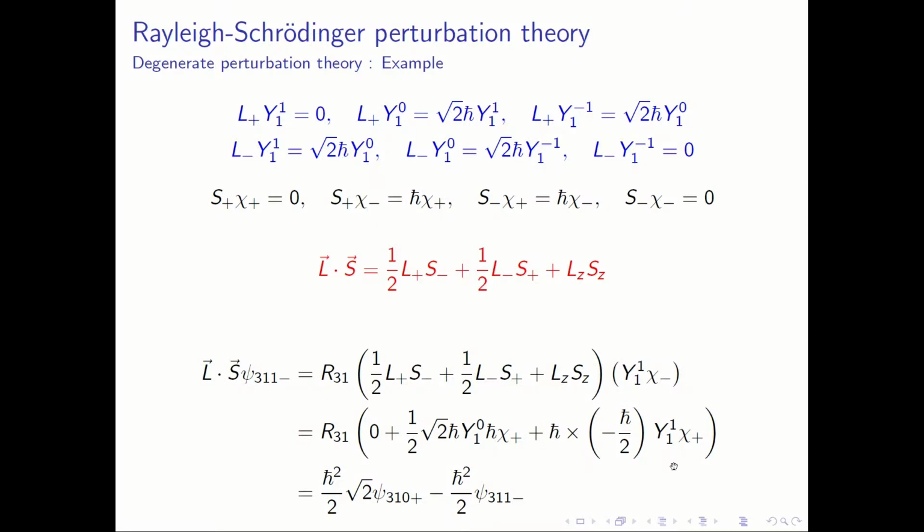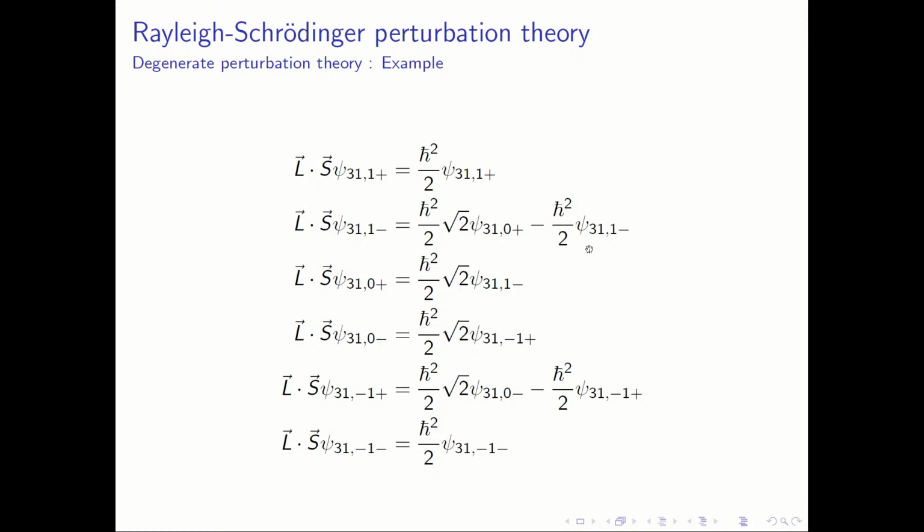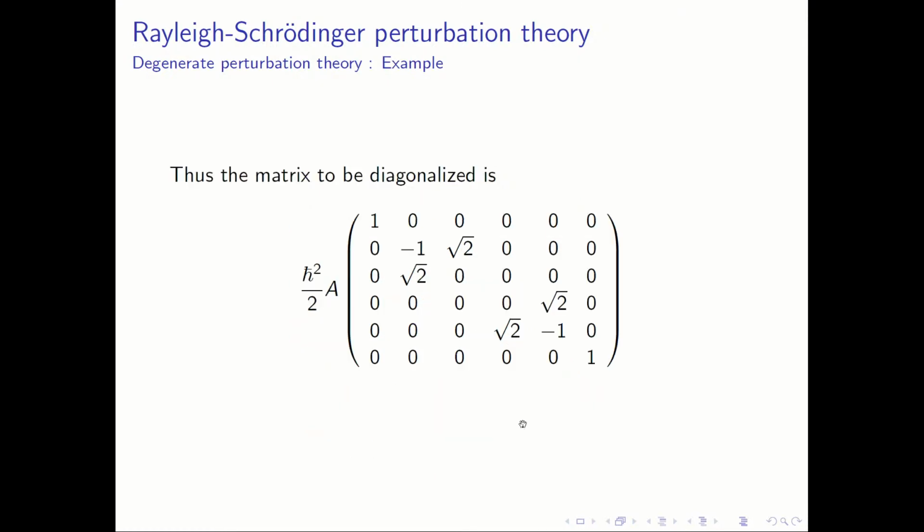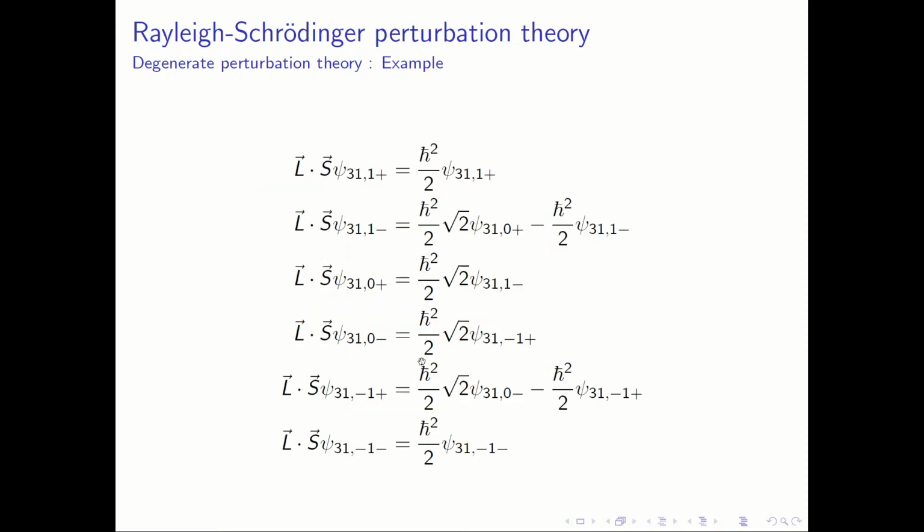So this is just an example, but you can easily apply L·S on all the 6 terms and you can figure out what their effects are going to be. This is pretty straightforward. Of course, you should do it yourself. Now, this allows us to easily write down the matrix element for the perturbation. Apart from the ħ squared by 2, the factors inside the matrix here are straightforward to find out from these expressions.